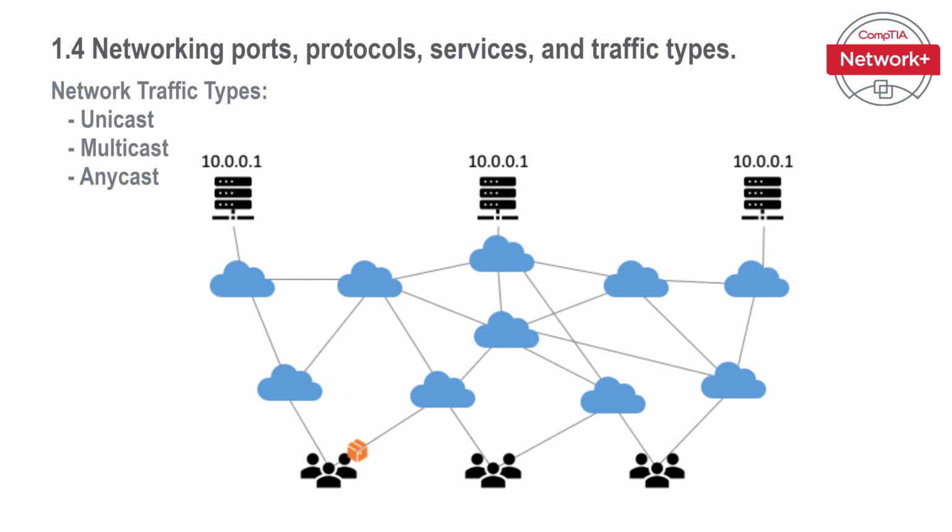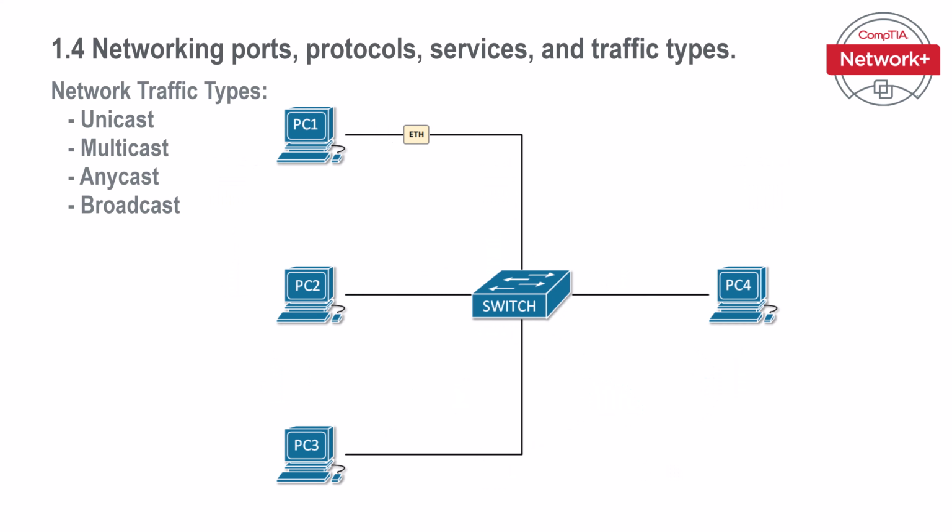Anycast is a routing technique where multiple servers share the same IP address, and the closest server to the requester responds. This method is commonly used in content delivery networks, or CDNs, to optimize performance and reduce latency. Broadcast traffic is sent to all devices within a network segment. A common example of broadcasting is DHCP, where a newly connected device sends broadcast requests to locate a DHCP server.